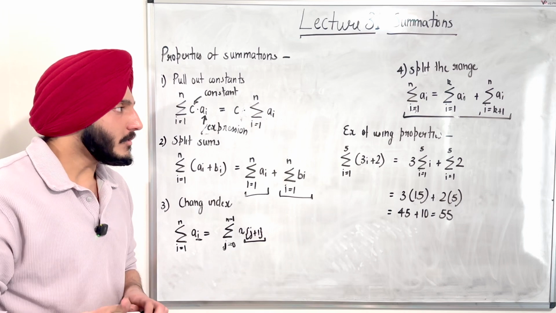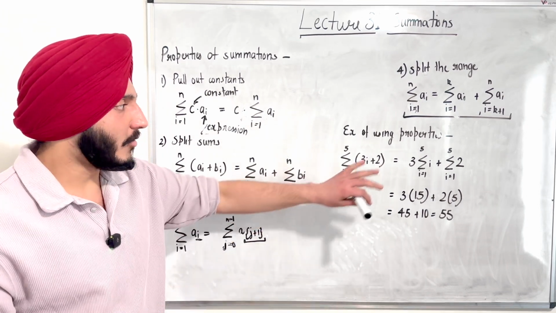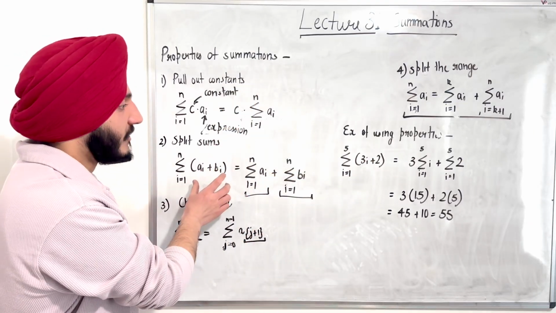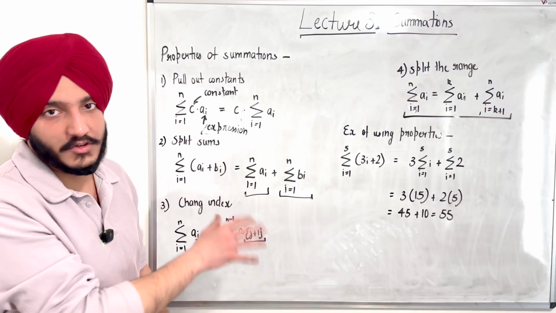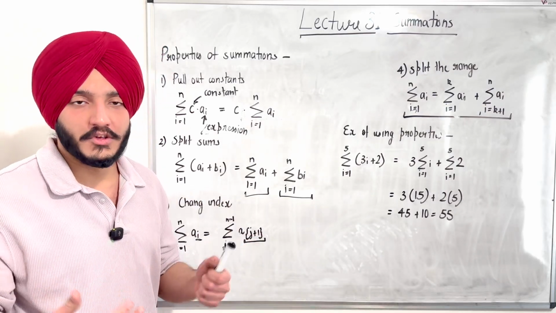Now, these properties might not make sense, like what's the purpose of them, but I've given a small example over here which uses the pull-out constants and the split sums situation. But the more you practice, the more you will understand how to use these properties.